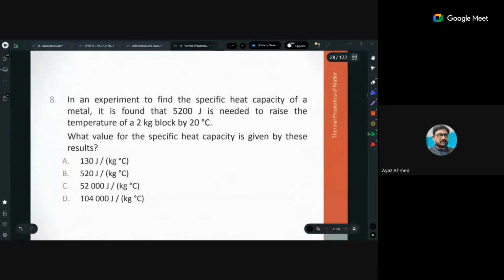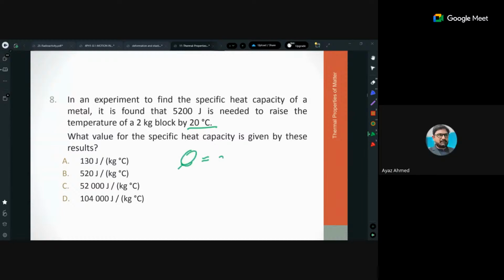Its answer was not given to you. In an experiment, for the specific heat capacity of the metal, it is found that 5200 joule is needed to raise the temperature of 2 kg of the block by 20 degrees centigrade. What is the value of the specific heat capacity of the system? I had gotten A.